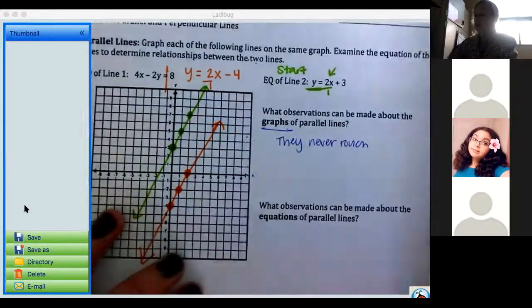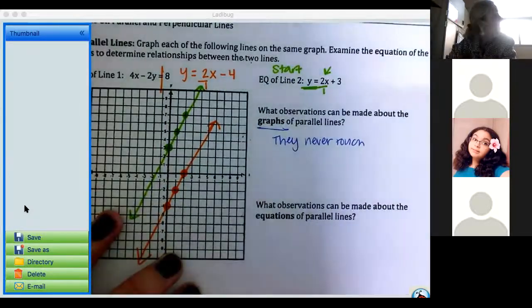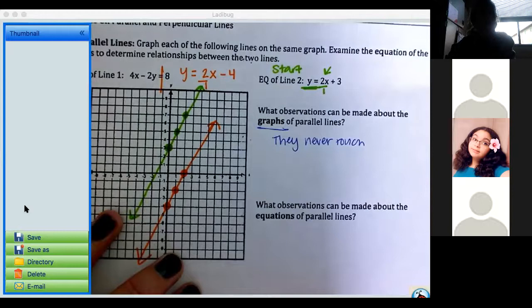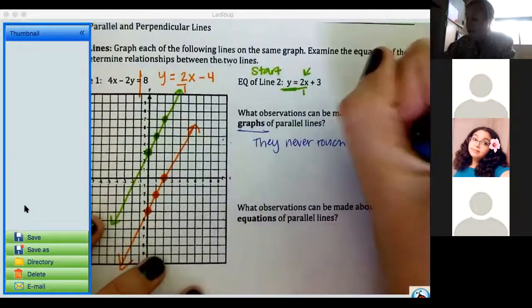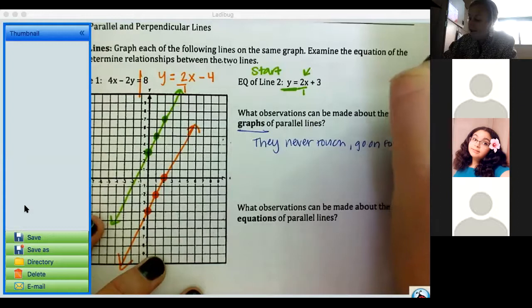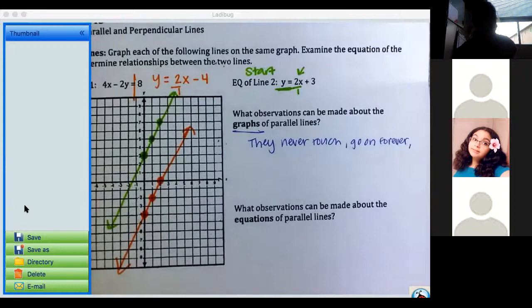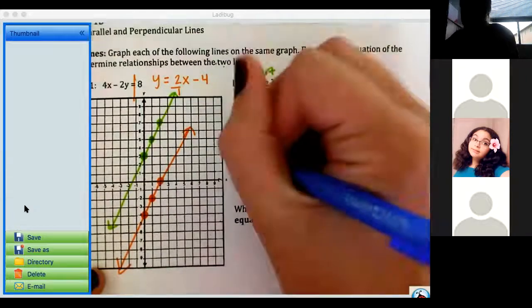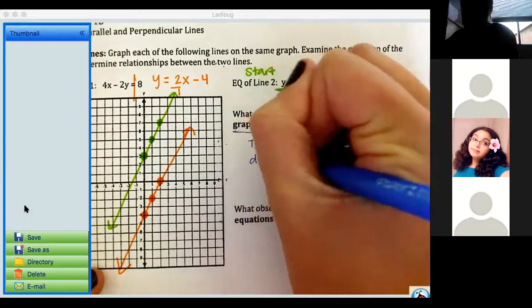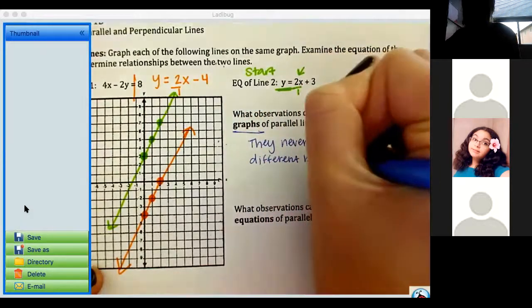There are some other observations. What else? These are your observations. Tell me anything. Besides, don't tell me one's green and one's orange, because duh, I used different markers. Okay, lines go on forever. Good. So they never touch, they go on forever. I like that. There's one more really important one that I'm looking for. You have different coordinates? Oh, okay. I like that. Different bases. That's a good one, Kamari. Good job.